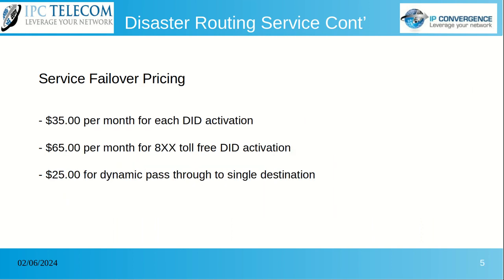The service failover pricing for this disaster routing capability is, once again, $35 per month for each DID. So if you have a main line, you can have all these features turned on for just $35 a month and route it to as many endpoint destinations. We don't care. It's just the billing on the individual DID itself to enable that capability. $65 for any kind of toll-free. And if you just need a pass-through, you're not going to do any kind of IVR configuration, call recording, anything like that, we can just do a dynamic pass-through to a single destination for $25 a month.